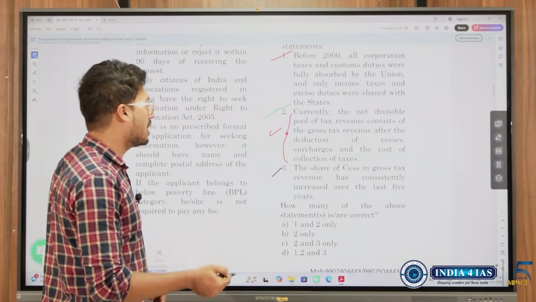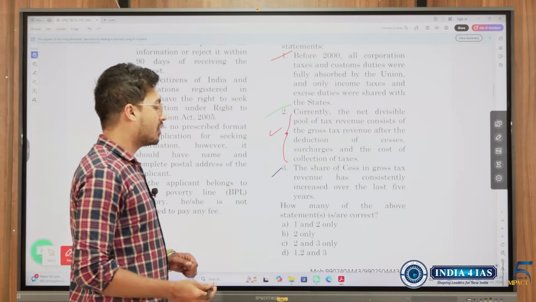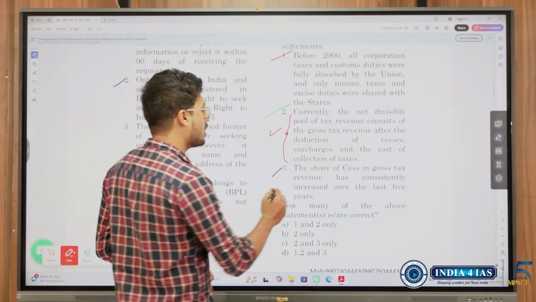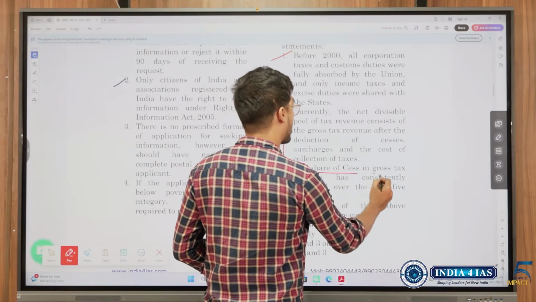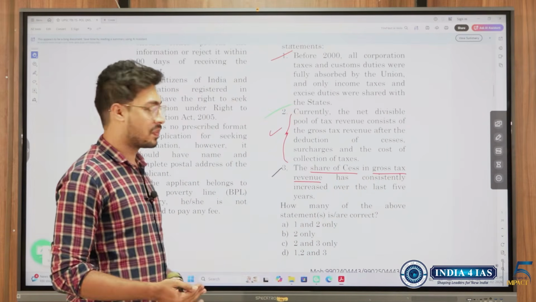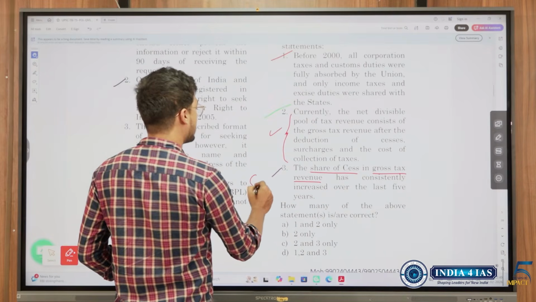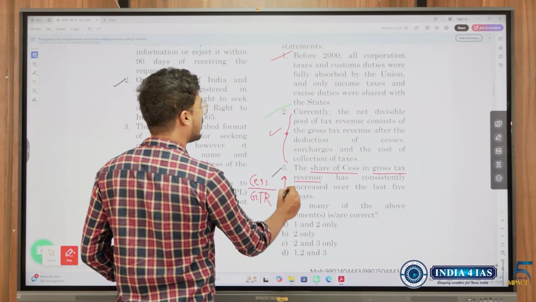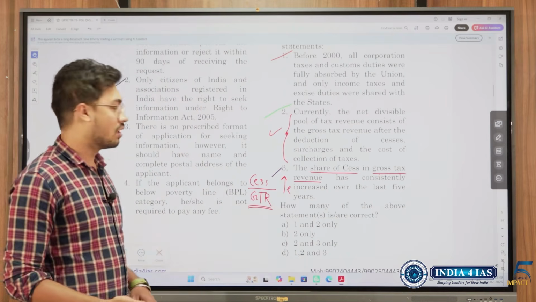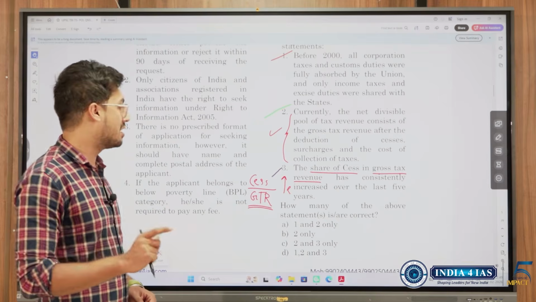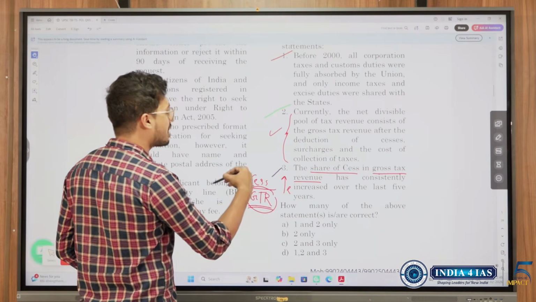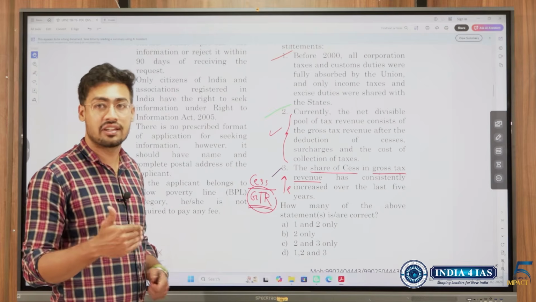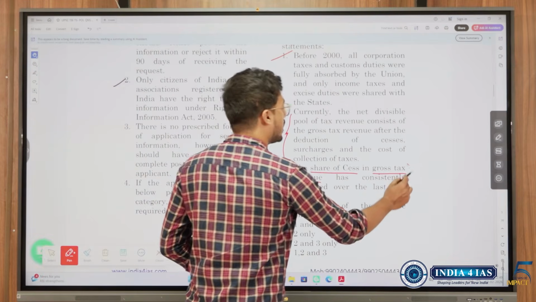Share of cess in gross tax revenue has consistently increased over the last 5 years. See, I have told in previous test discussions also that when you see consistently increase or consistently decrease, you need to be extra careful. So we'll look at the share of cess in gross tax revenue. If it was only the share of cess, then that would have been a different thing. Here it is telling cess as a percentage of gross tax revenue, and this is increasing. Now this is very difficult to tell, because the gross tax revenue itself could vary. It could increase in a particular year or it could decrease. So since this is also involved, even if you are increasing the cess year by year, the cess to GTR ratio will not commonly be consistently increasing or consistently decreasing. So this will be wrong.